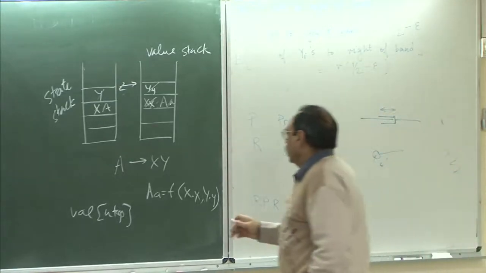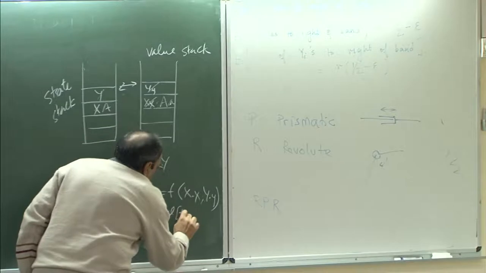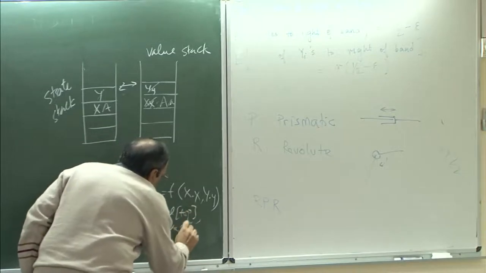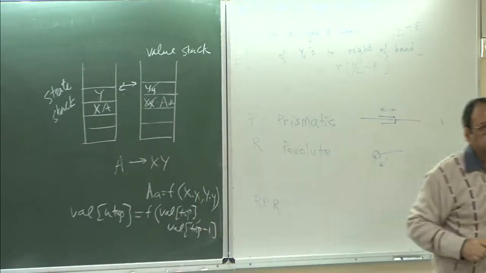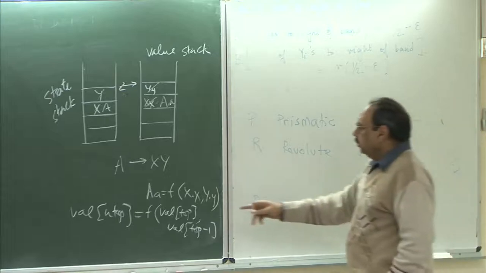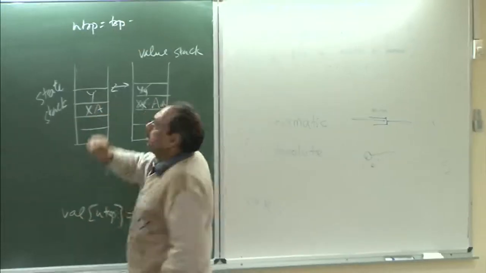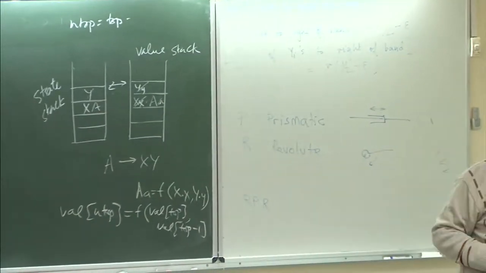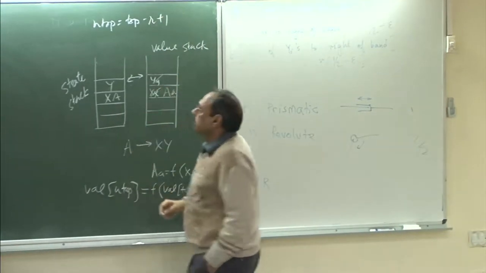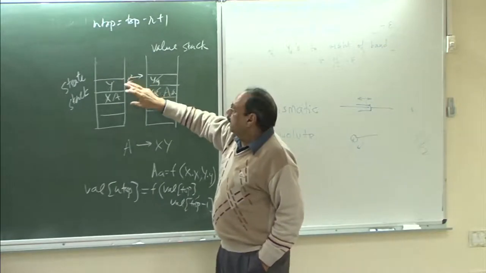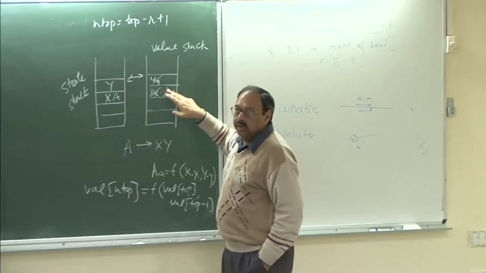I am just going to say that this is nothing but a function of the value at the top and the value at top minus 1. And what is the new top? New top obviously is, before reduction, if I take top and the length of the right hand side is r, then I have to reduce top by r, and then add 1 to this. So if this is where my stack pointer was and the length is 2, then I subtract 2 from the stack pointer and add 1 to push this value of A here.